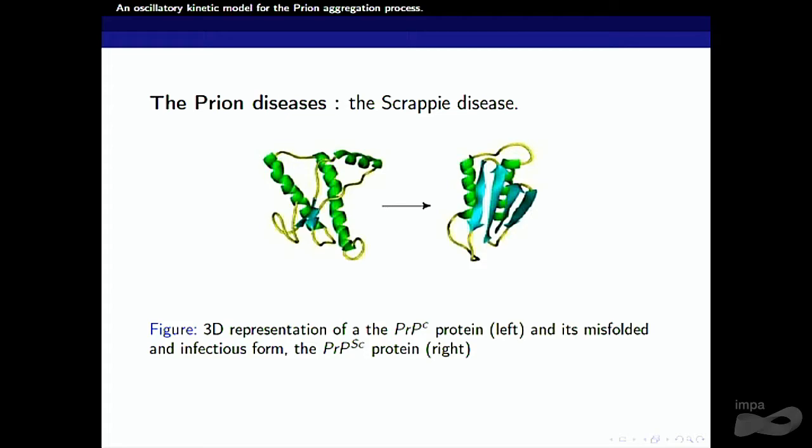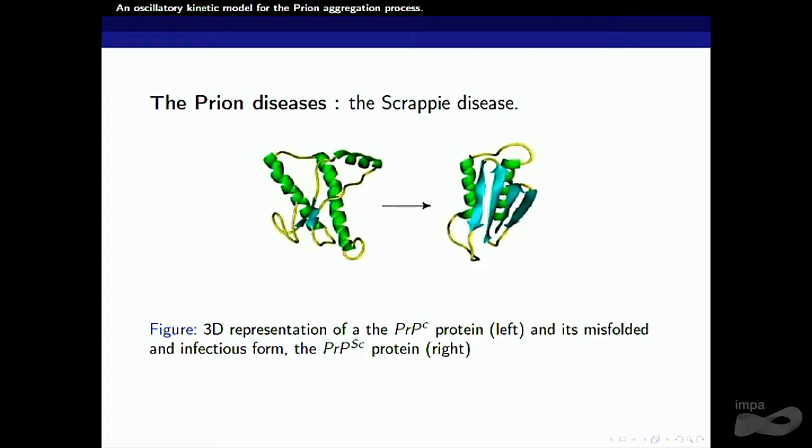This represents the 3D representation of the protein. This is a normal protein, PrPC. The main disease we will study is the scrapie disease. For example, there exist other neurodegenerative diseases which are prion diseases, like Creutzfeldt-Jakob or the mad cow disease. We are only interested in the scrapie disease, okay?